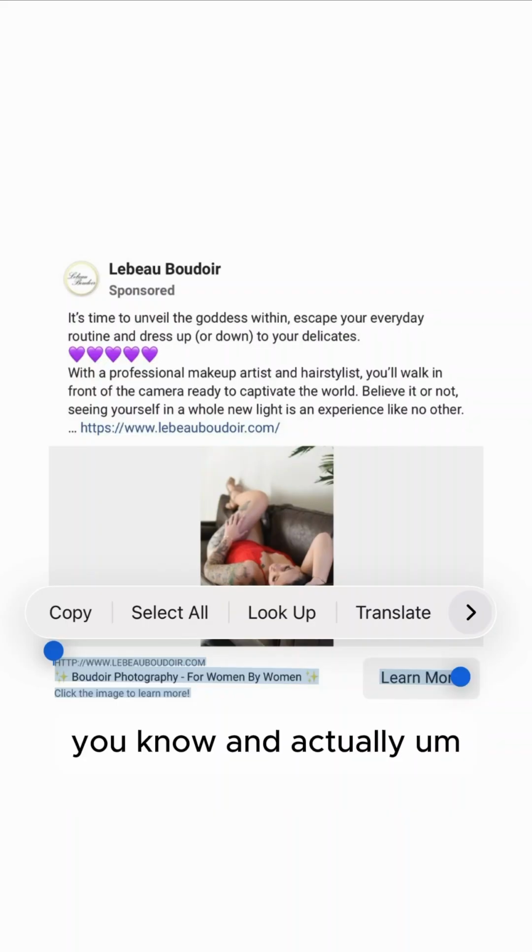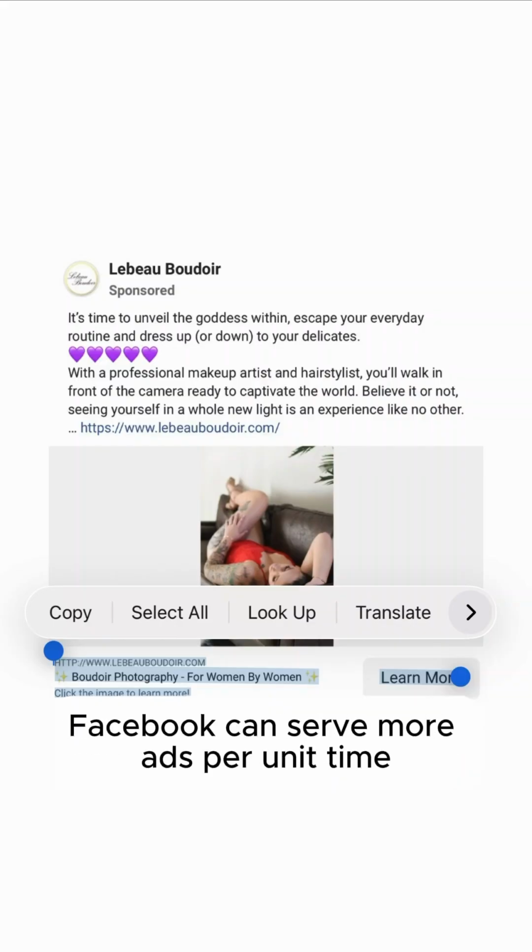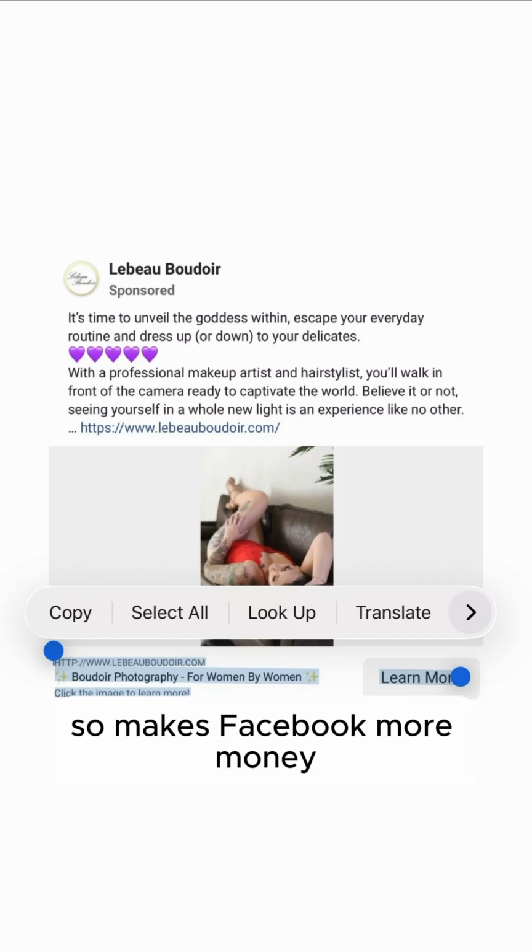And actually for Facebook, the more women that scroll by our ads per unit time, the more ads Facebook can serve per unit time, so it makes Facebook more money. So it's a really, really big mistake.